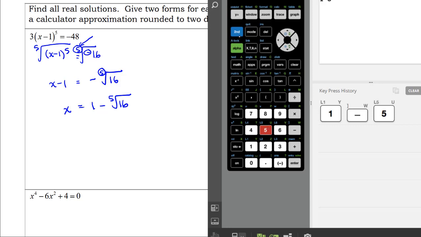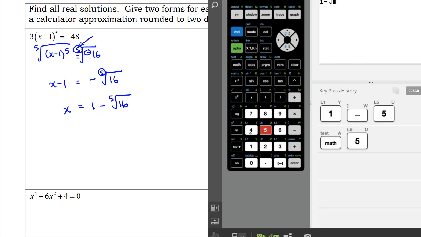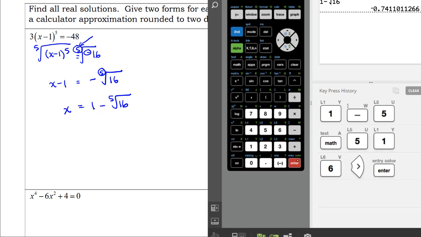5, math. You see choice 5 here? I put a 5 in earlier before I went into this, so that the 5 I put in earlier will be the root for choice 5. See that? And then 16, and then enter. And we have a negative 0.7411, etc. The directions say rounded to 2 decimal places.